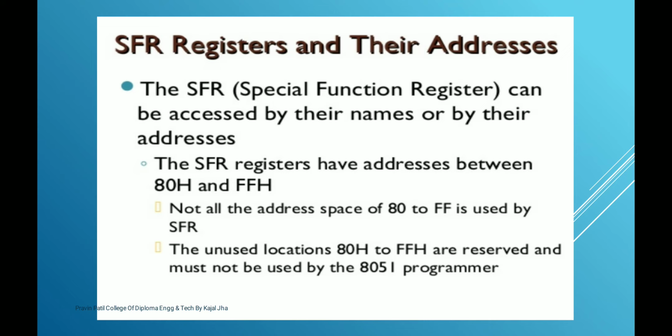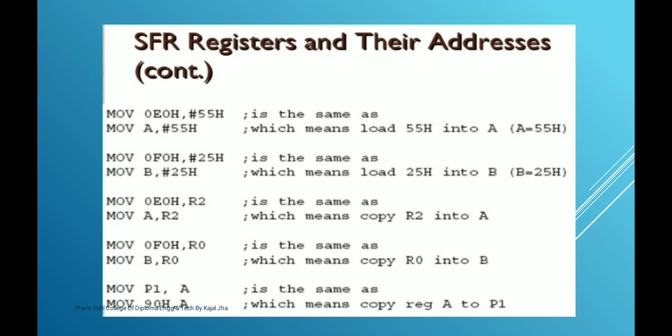Okay, so next is SFR registers and their addresses. What are the SFR registers we use? MOV 0E0H, #55H is the same as MOV A, #55H, because the address of the A register is 0E0H. Okay, the address of the register is what?